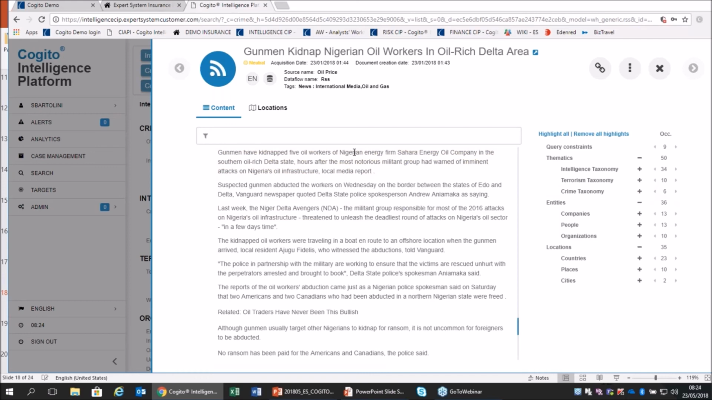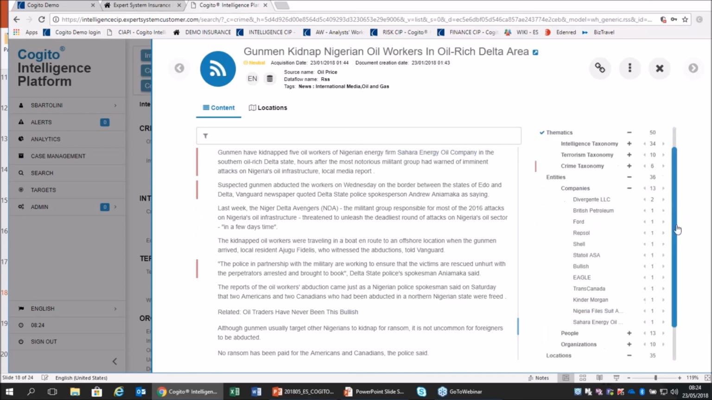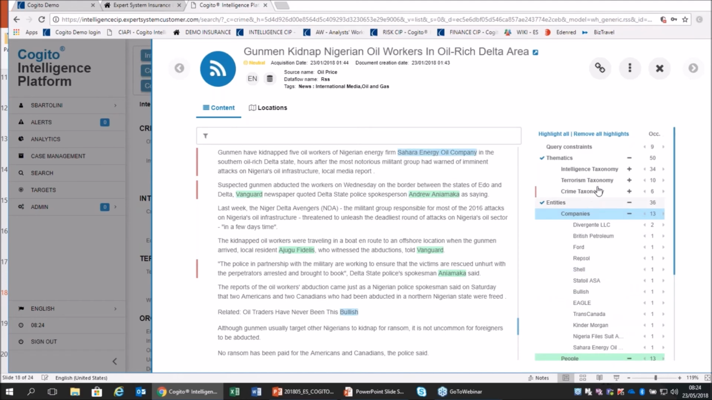As you can see here, I can categorize my documents to obtain the relevant information. I also have different options to see, for example, the companies involved, or people. So I can extract all relevant information and entities in my document.